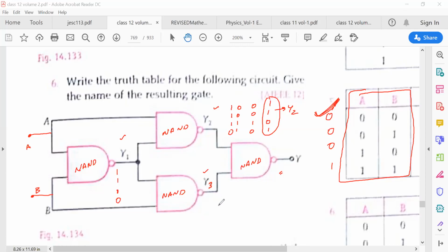So y3: y3 is y1 and b. y1 is 1 1 1 0 and b is 0 1 0 1. For these, the AND outputs are 0 1 0 0, so the NAND output is 1 0 1 1. That is nothing but your y3.